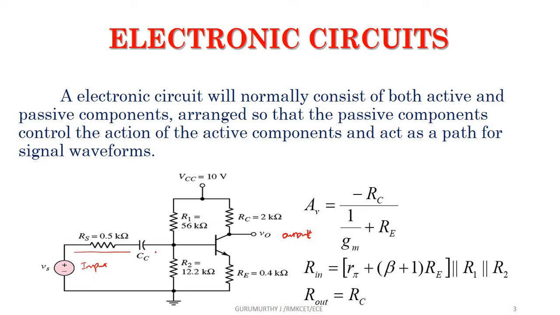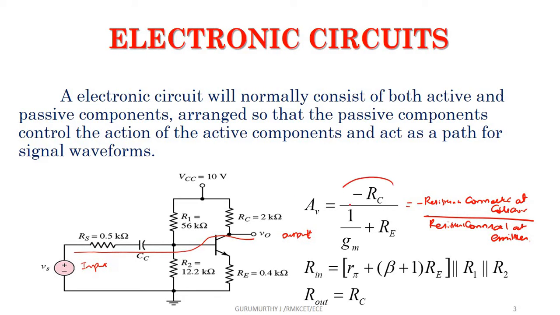So there is a path between input and output, and if you take the gain of the amplifier, it has been nothing but resistance connected at collector, by resistance connected at emitter. So if you consider this circuit, it is nothing but RC which is being connected at the collector, and RE is nothing but the resistance connected at the emitter.